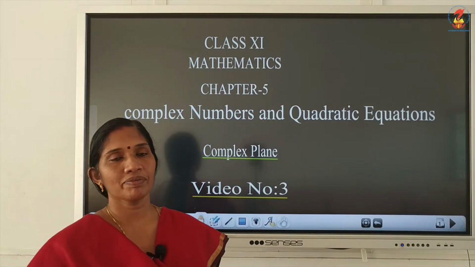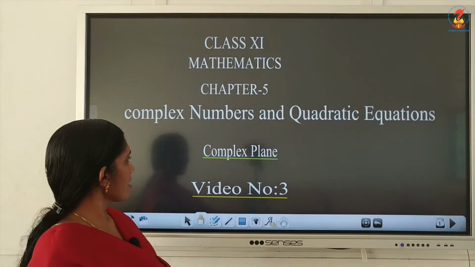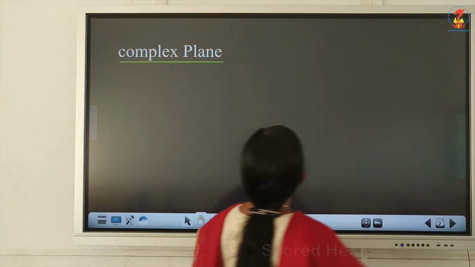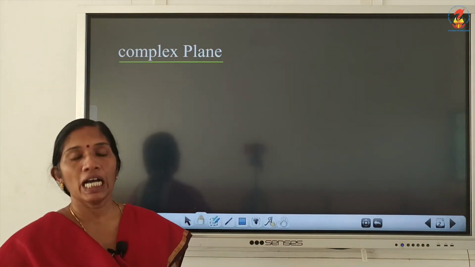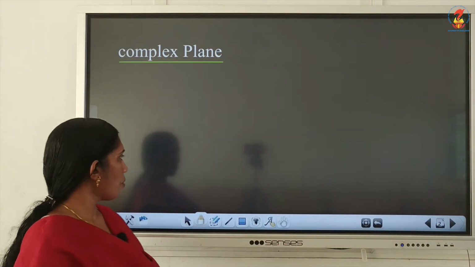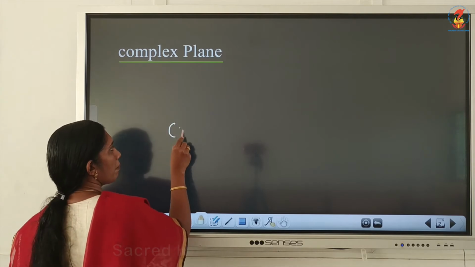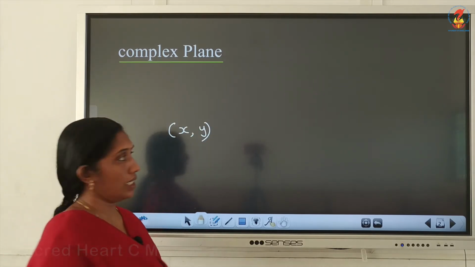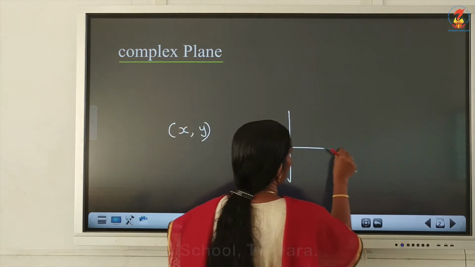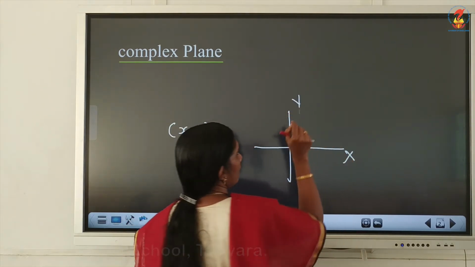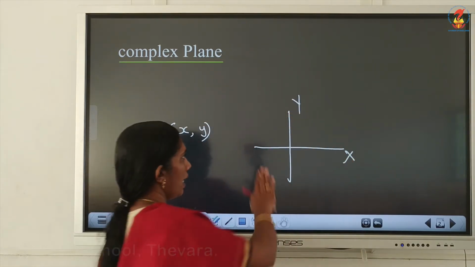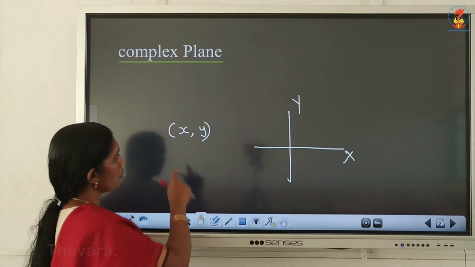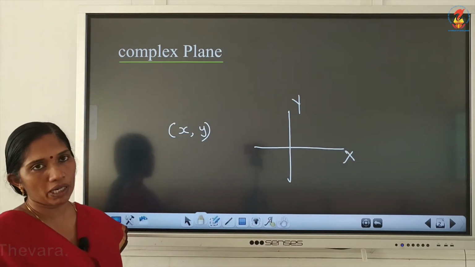Welcome back, children. Next topic is complex plane or Argand plane. So what is the meaning of that? We know that corresponding to each ordered pair x comma y, we get a point in this xy plane, isn't it? Conversely, every point in the xy plane corresponds to an ordered pair x comma y.